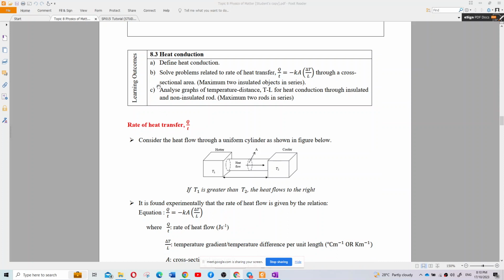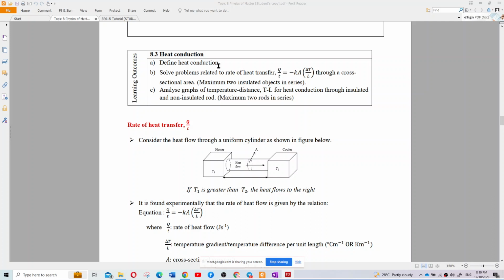Okay, so now we start with 8.3, heat conduction. Before this, all of us have already learned 8.1, which is stress and strain, and we also learned about Young modulus. But we have not yet finished 8.1 or 8.2. Because all the classes are involved today, I will straight away start with something new, which is 8.3 heat conduction.